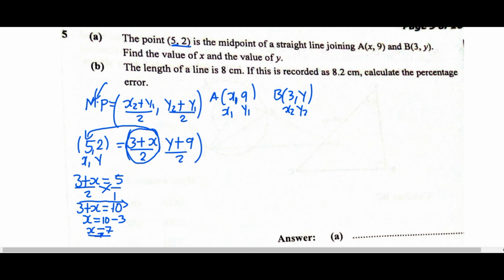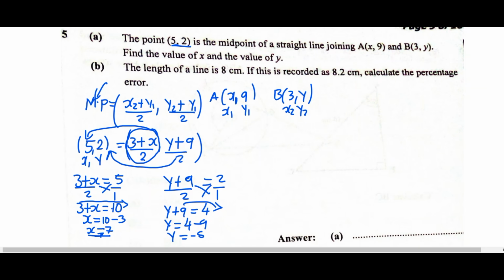Then the y will also do the same. So the y will be equated to 2. (y plus 9) over 2 is equal to 2 over 1. 1 times y plus 9 is y plus 9. 2 times 2 is 4. If we shift this number to this side, will give us y is equal to 4 minus 9, which is our y is equal to negative 5. So we've calculated these two values.